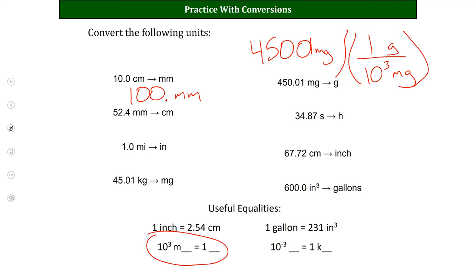Which means the same as just moving the decimal place 3 spots, right? So 0.45001. Do we have to do any rounding with that one? Is this approximate or exact? It's exact. It's the definition of a milligram, that 1,000 milligrams equals 1 gram. So it's exact, so we get to keep all of our sig figs, 0.45001 grams.